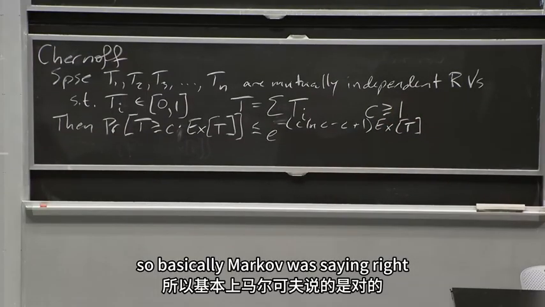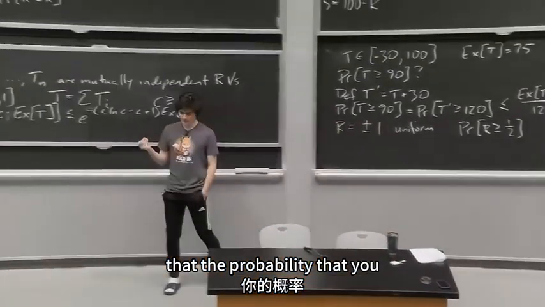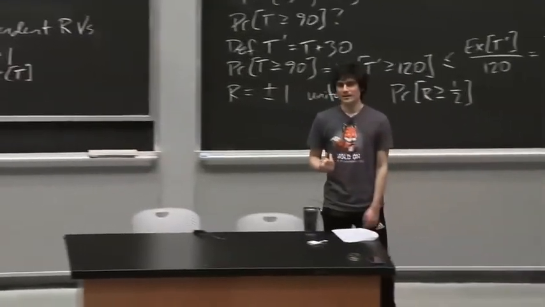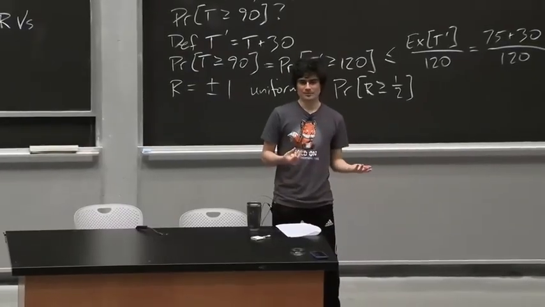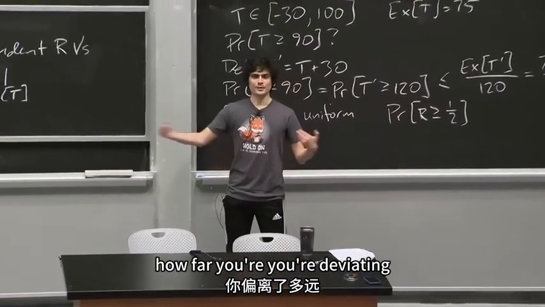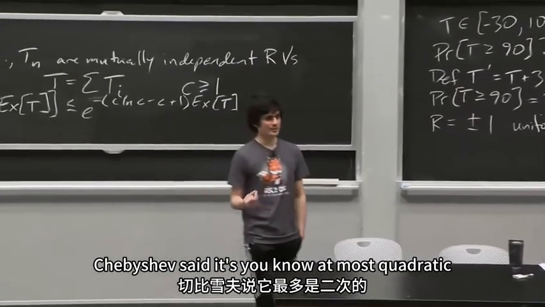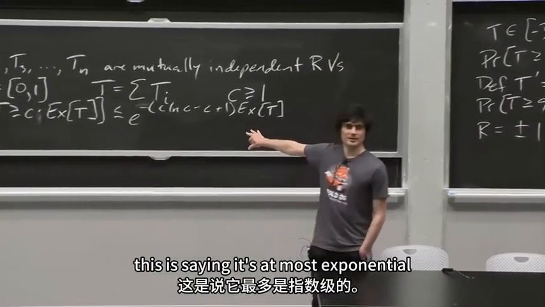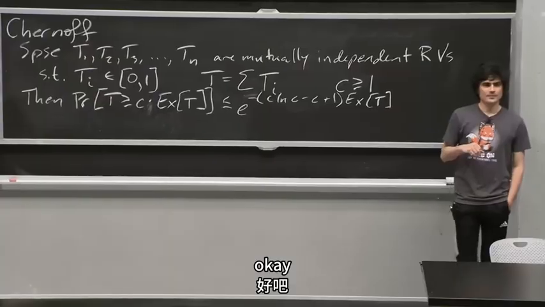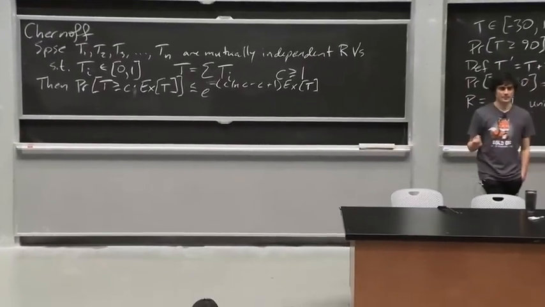So basically, Markov was saying that the probability that you deviate from the mean by a large amount is at most linear in how far you're deviating. Chebyshev said it's at most quadratic. This is saying it's at most exponential, or like inverse exponential. So you have a much stronger condition that gives you a much stronger bound.